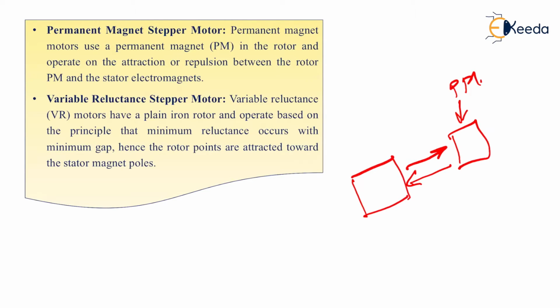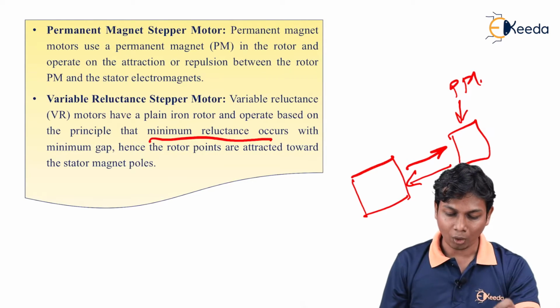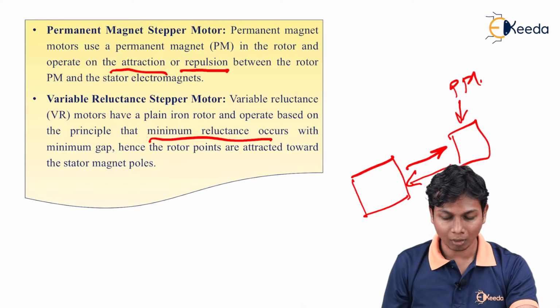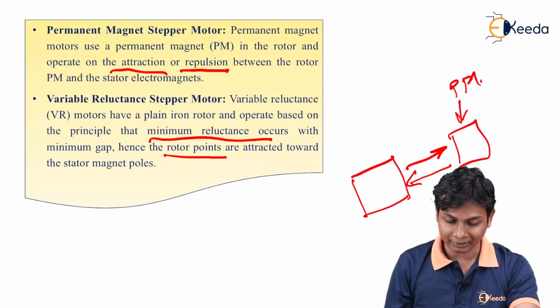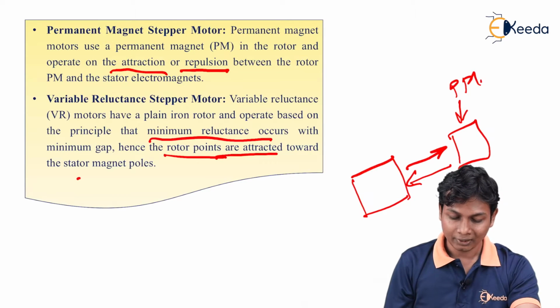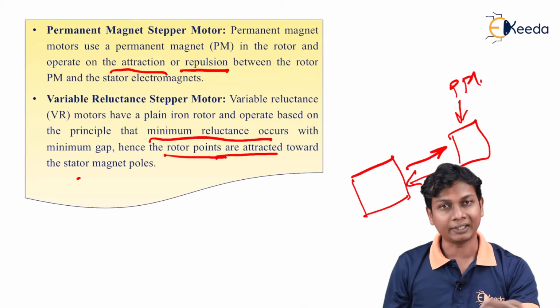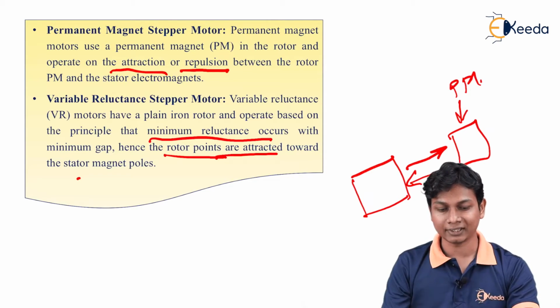So in the variable reluctance stepper motor, minimum reluctance occurs, and here the maximum attraction or repulsion occurs. Hence the rotor points are attracted towards the stator magnet poles. So here the attraction or the repulsion between the two is different.